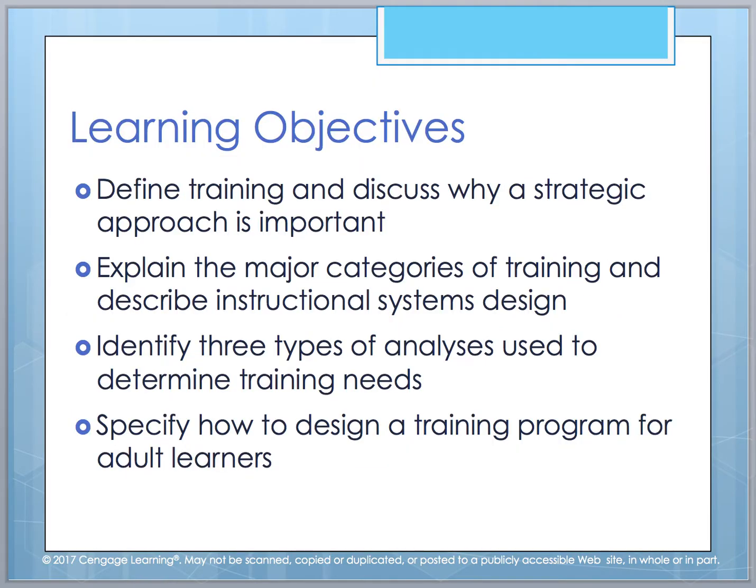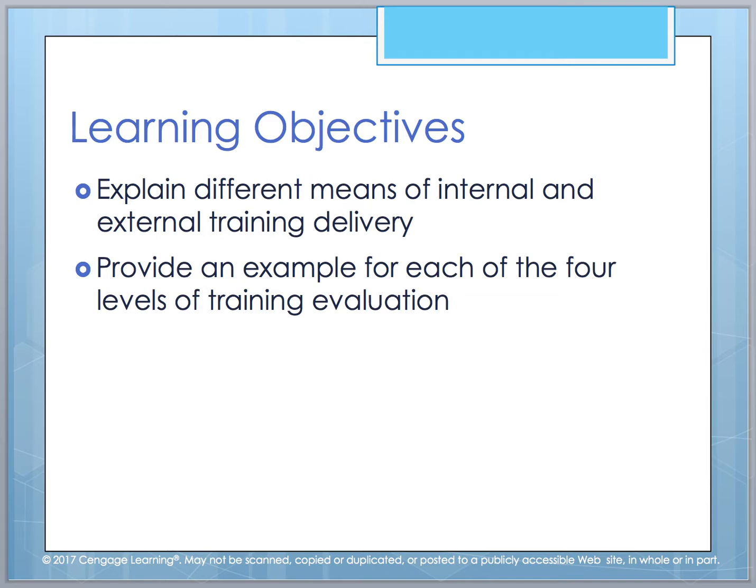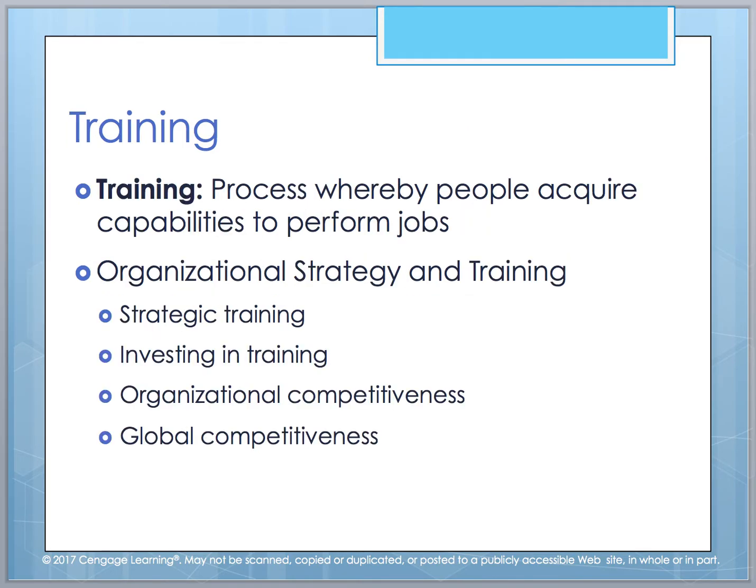By the end of the chapter, you should be able to define training and discuss why a strategic approach is important, explain the major categories of training, and describe instructional system design, identify 3 types of analyses used to determine training needs, specify how to design a training program specifically for adult learners, explain the different means of internal and external training delivery, and you should be able to provide an example for each of the 4 levels of training evaluation. So what is training?